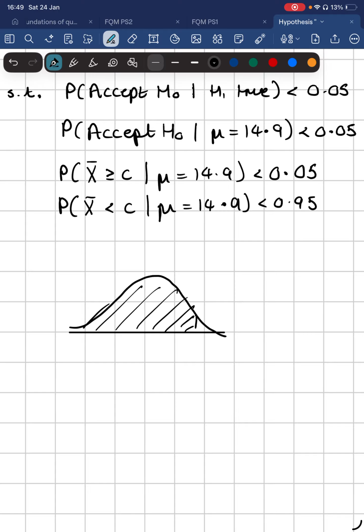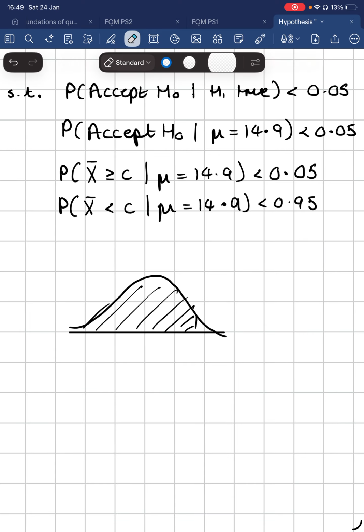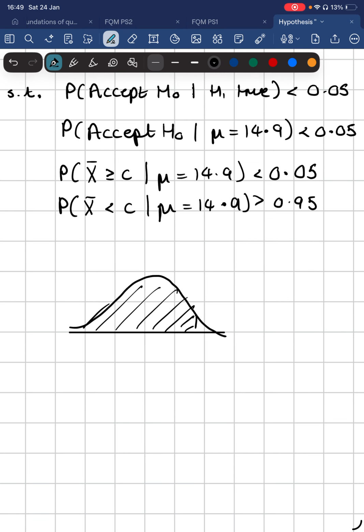So what does that correspond to in terms of actually setting up? Sorry, there should be a greater than sign there. Got to flip both signs. This thing should be greater than 0.95, where this c in this whole area is 0.95.